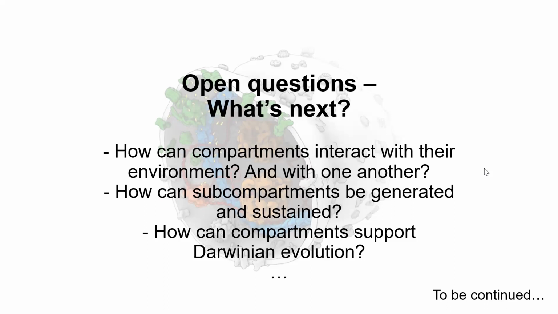How do these primitive cells interact with the environment around them? I've shown you at the beginning that modern cells are quite complex. They have multiple subcompartments inside them. So how can primitive subcompartments be generated and sustained? And then one of the most important questions at the basis of primitive cell work is, how can compartments support and help enable Darwinian evolution? So definitely there are a lot of questions that hopefully will be answered soon.